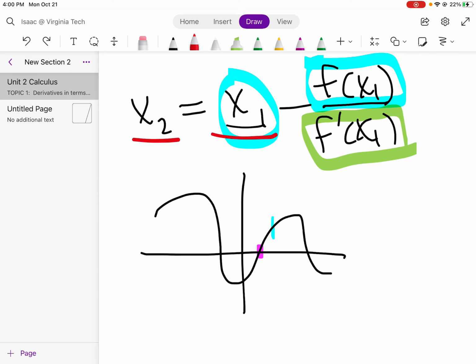So then you plug whatever that is into the function that you're given. Then you plug it into the derivative that you'll have to find. Do this, and that gives you x2. What is x2? x2 is going to be our next value that's close to the zero. So essentially what we're doing is this.